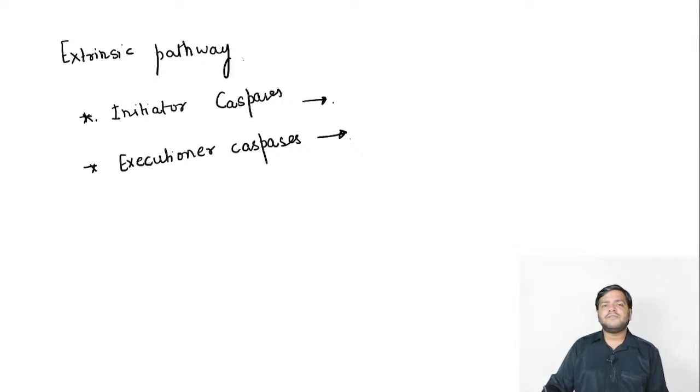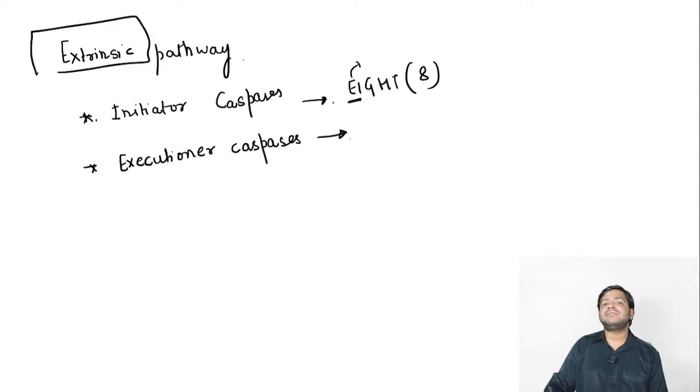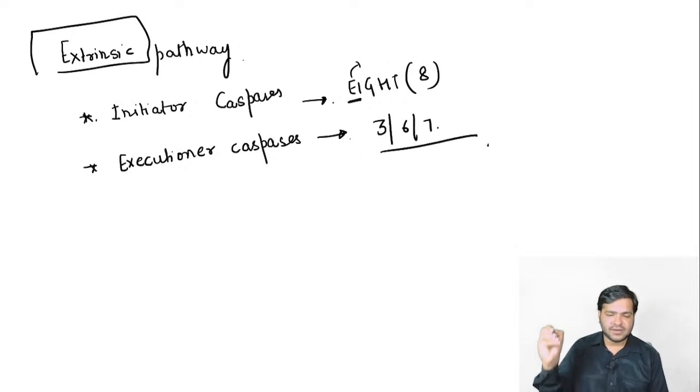Yes, you are very much right. The initiator caspase is 8. Why am I writing it like this? Because E starts extrinsic, and it is the extrinsic pathway. Remember E for extrinsic and 9 for intrinsic. Executioner is the same. It is 3, 6 and 7. Perfectly right. Very good.